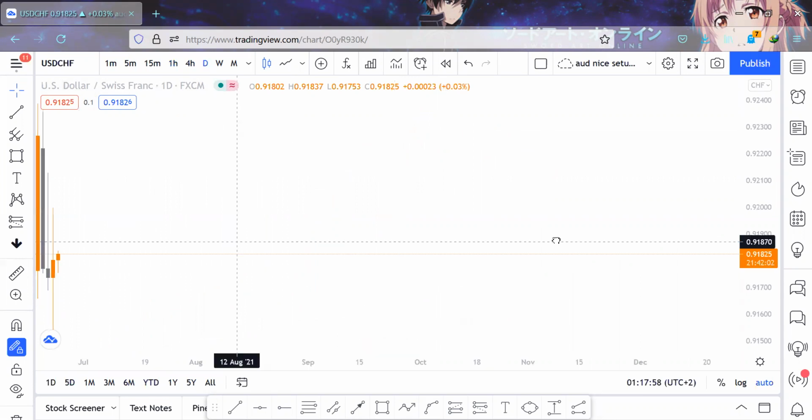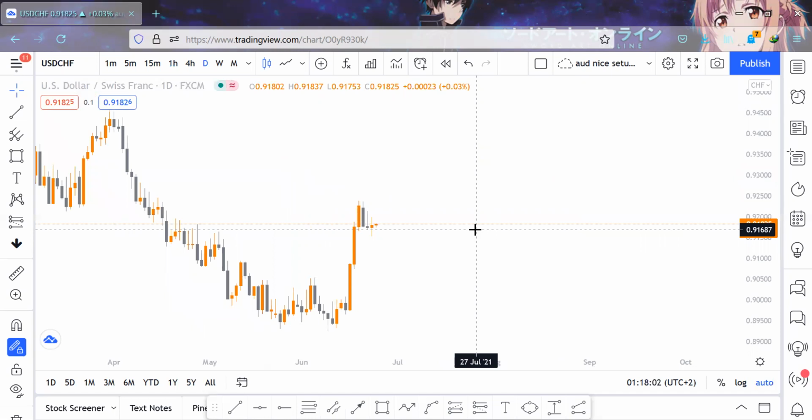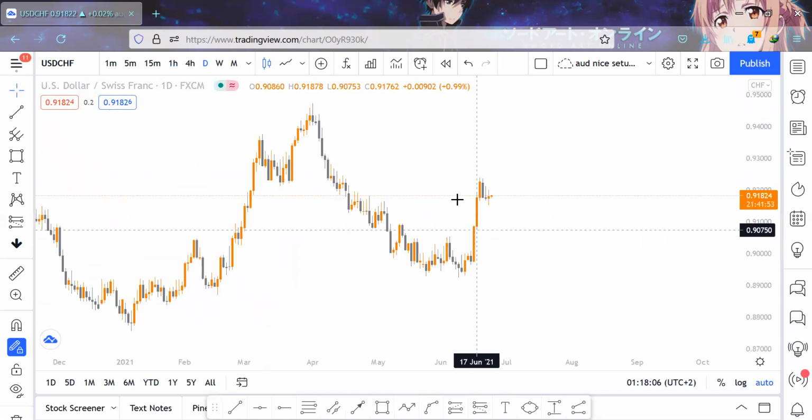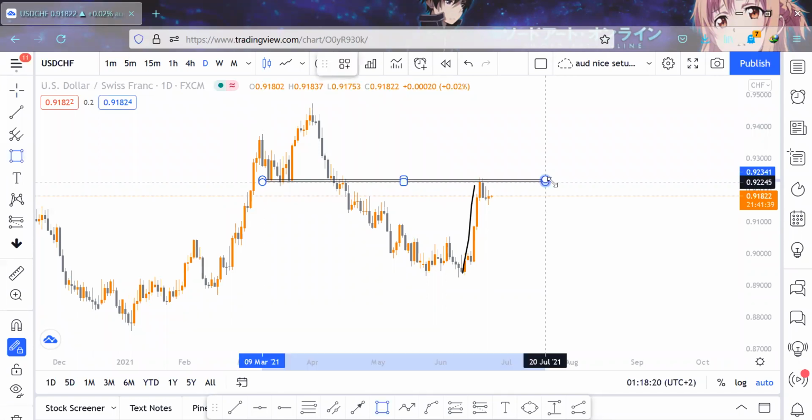Now, what we can see here on the USD CHF is that the USD CHF has had a massive push to the upside here, right? On that massive push to the upside, the market has hit a significant level in the market, which is this level here, right?